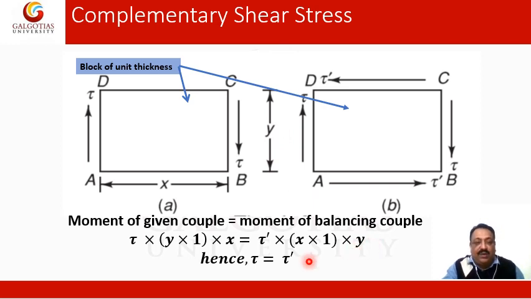So if you look carefully, this comes out to be tau into y into 1 into x equal to tau dash into x into 1 into y. Look carefully, x into 1 into y or y into 1 into x are same, and hence on simplification it gives tau equal to tau dash. So it says whenever there is a shear stress existing on any plane, on the perpendicular plane the complementary shear stress is automatically generated, the magnitude of which is equal to the original shear stress.